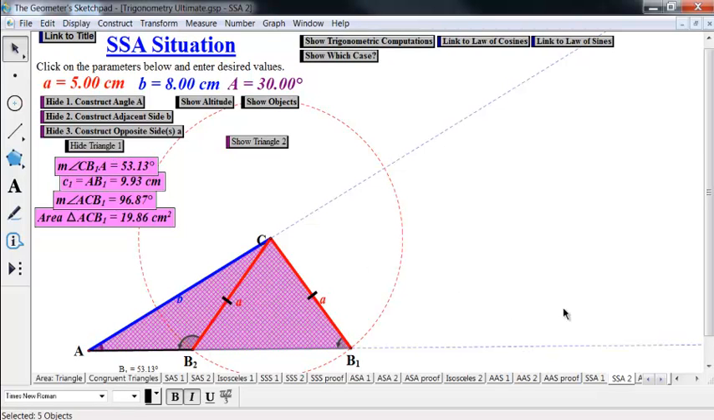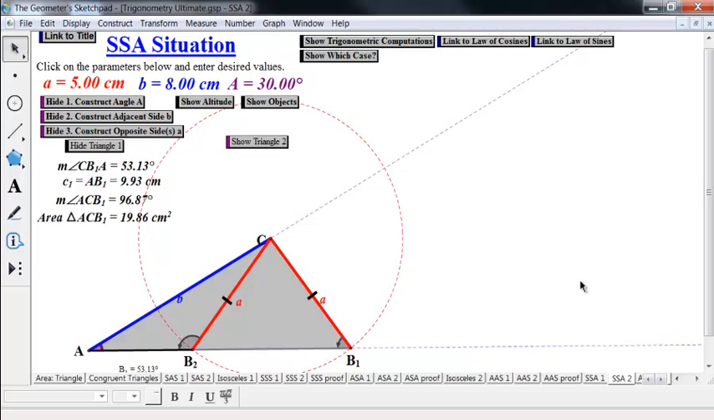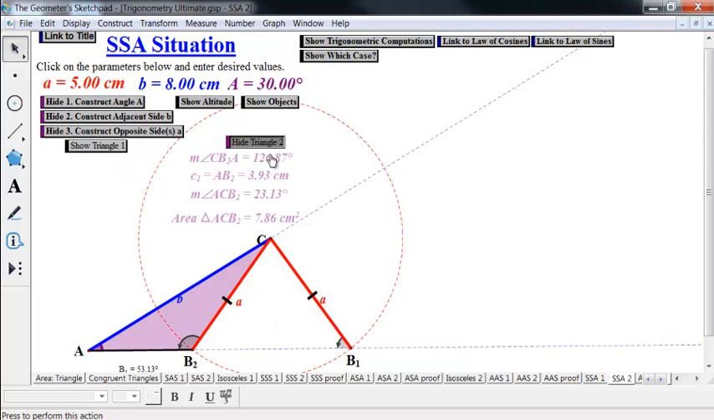One triangle is here, and this is the interior of it. It's got an area of about 19.86 square centimeters. This angle at B is acute at 53.13 degrees, and then the side which goes all the way from A to B1 is 9.93. The other possibility is the triangle that's over here. Both of these triangles have the side A and the angle A the same, and we see different measurements here.